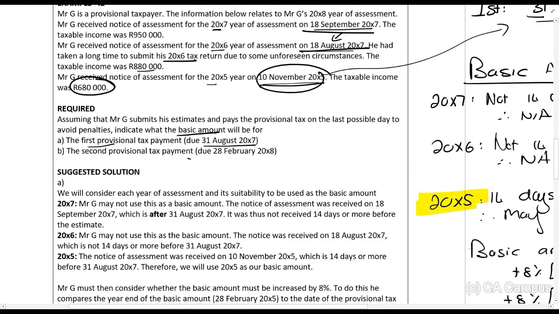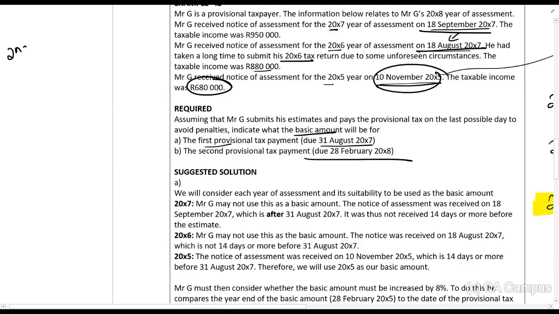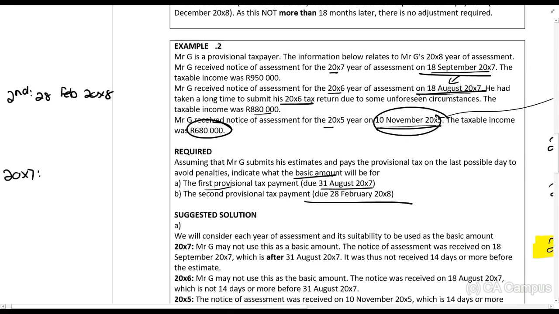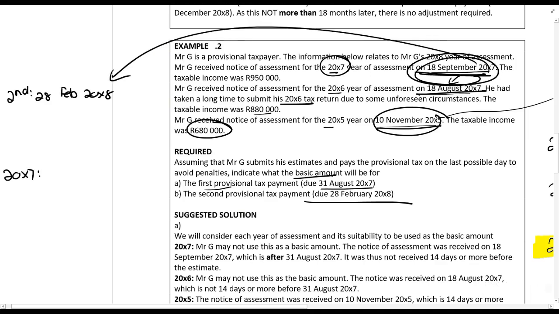Right, B. Now I want to know what is the basic amount for our second provisional tax payment. Okay, so I'm going to just do it over here. So second is due on the 28th of February, 20x8. So what do we start with? We start with the 20x7 here. We say, when was the 20x7 received? So you always start again from the top. 20x7 was received on the 18th of September, 20x7. Is the 18th of September, 20x7 14 days or more before the 28th of February? Yes, it is. So we may use this. So your basic amount is 950,000.